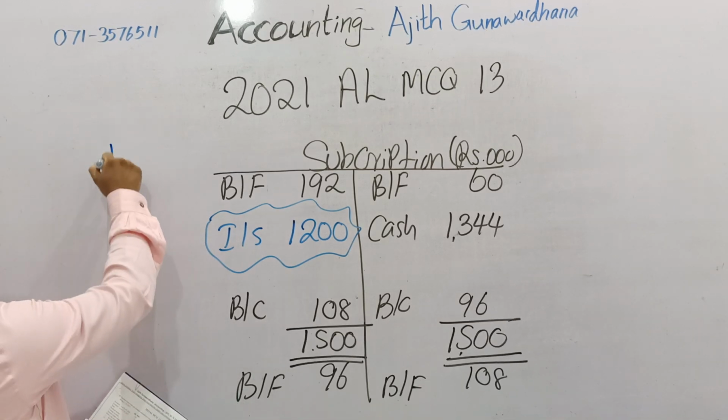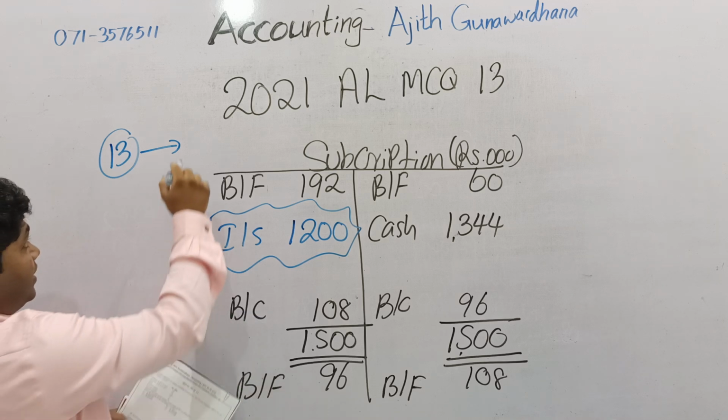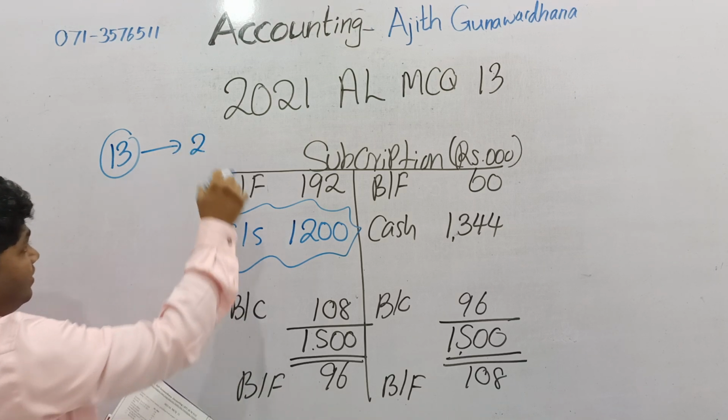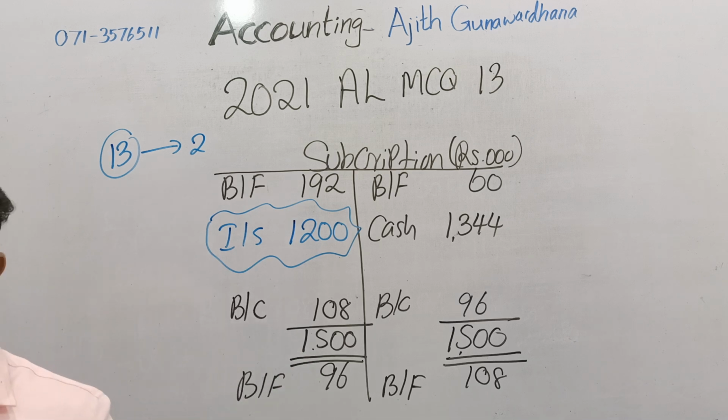Therefore, question number 13, the subscription income answer is the second one, 1200. You have to apply the accrual concept also: whether cash is received or not, the amount should be considered as income for the year values.